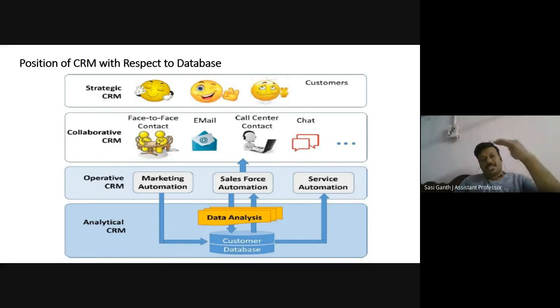So what are all the strategies that you follow? Your Facebook, email, call center, or chat that you follow, in order to make an operational customer relationship management with marketing automation, sales force automation, and service automation. Then you get your database. Okay, data: you analyze your data and you take up all your data into your database.